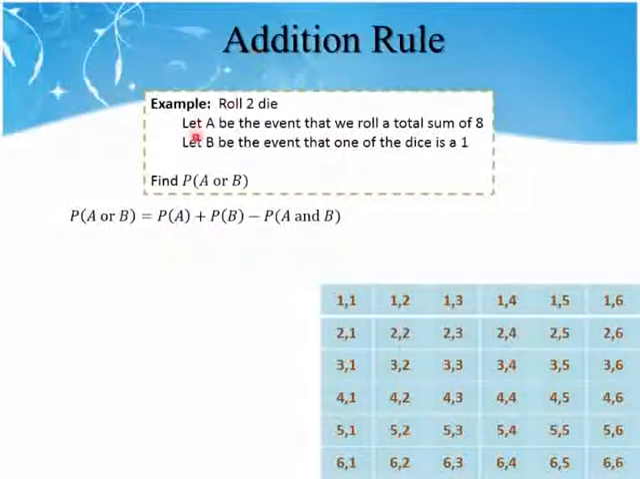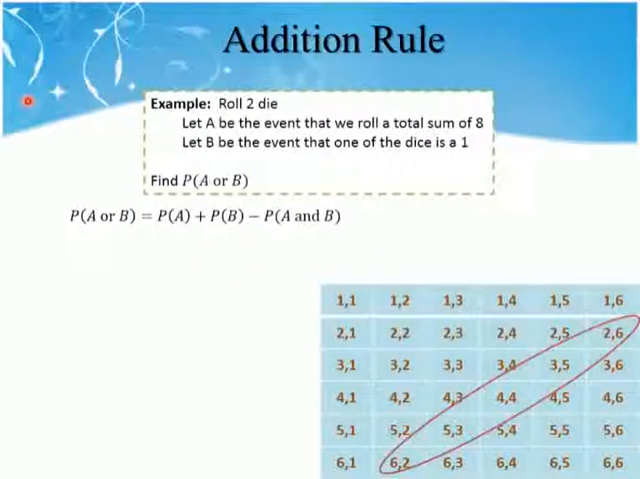Now we know the addition rule tells us that we want to find the probability that A happens. In other words, the probability that we roll a total sum of 8. So to do that, we look at, in our sample space, all the simple events, and count up all the simple events that would give us 8. So that'll be 6, 2, meaning we roll a 6 on the first die, a 2 on the second, 5, 3, 4, 4, 3, 5, 2, 6. So the probability that we'd roll a total sum of 8 would be those 5 simple events divided by the 36 simple events in our sample space.